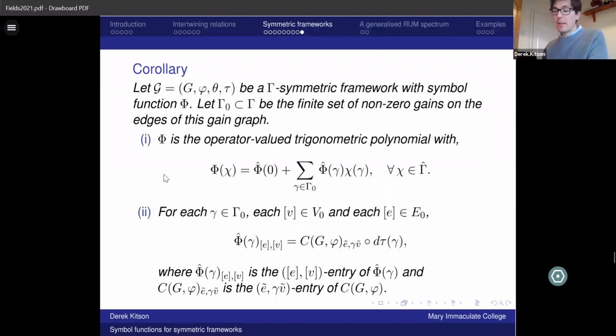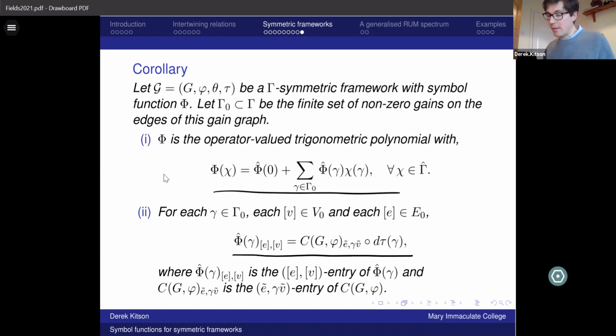It also allows you to think of the symbol function in other ways. You can think of it as a trigonometric polynomial with this sort of formula, and you can write down the Fourier coefficients explicitly using your rigidity matrix and the twists that are happening in your symmetry. So you can do all of these nice things. Maybe it offers a new perspective on orbit matrices if you like using those things.